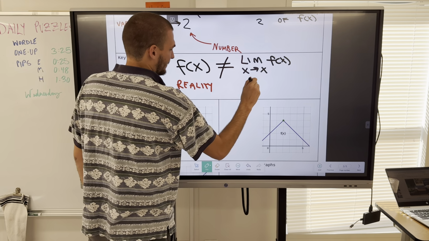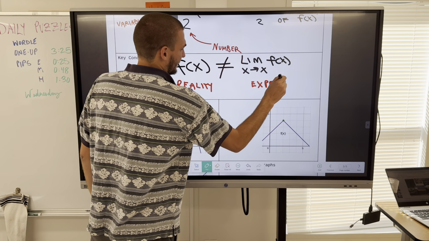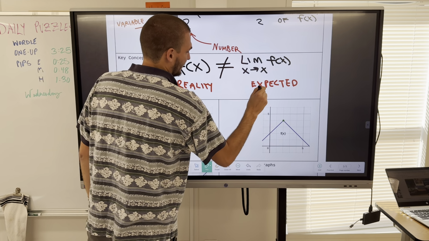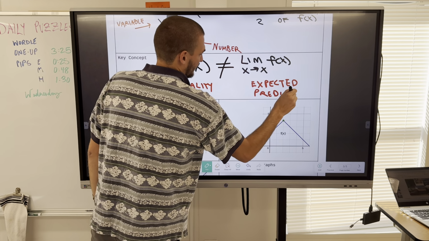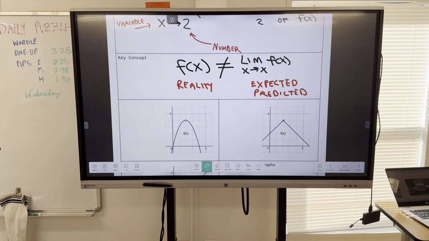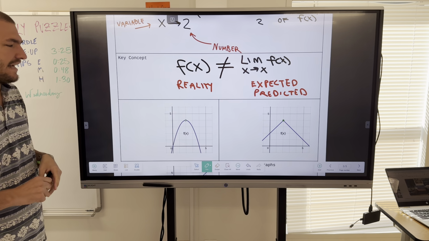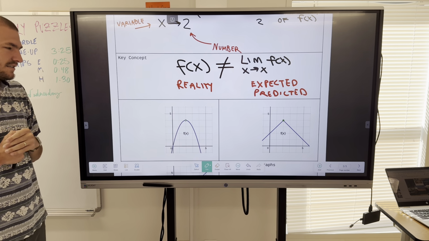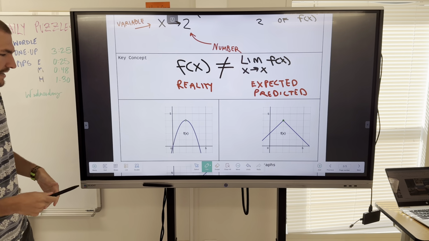And this is expected or predicted. And they do not have to match, okay? It's a classic question where I say, you know, what's the limit? And somebody says, well, the answer is 5. It's like, well, we don't care about what it really is. We only care about what is expected. Again, it's almost such an easy concept that we can get kind of confused by.